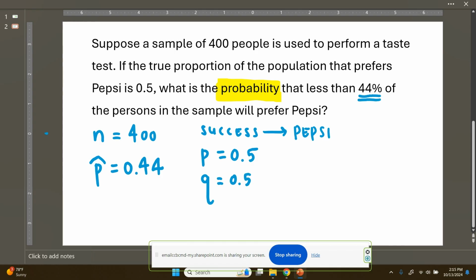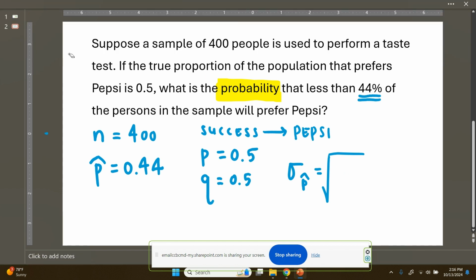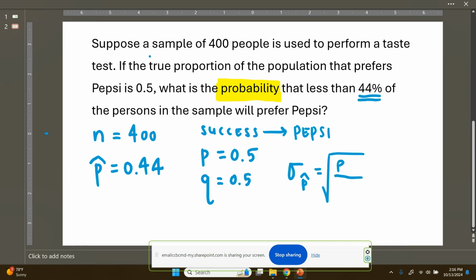Now, what I need to do is compute the standard deviation for this. And it looks like N times P over Q. Oops, I got those mixed up. Hold on. Sorry about that. Let me erase. That is P times Q over N. I knew it the minute I wrote that it did not seem right. All right, let's plug in what we know. P is 0.5, as is Q. That's a times here, and it's going to be over 400.